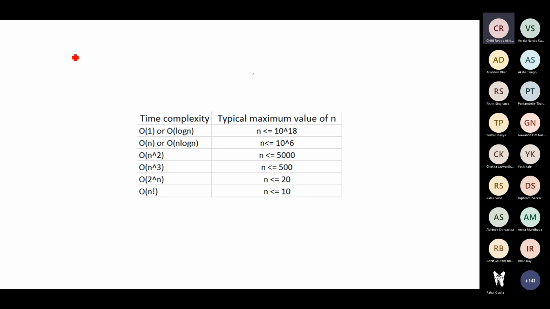So constant time, say you are doing some integer a equals 2500. Assigning a variable is something that takes constant time. You won't take a lot of time to do that.